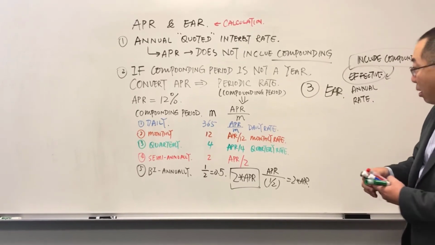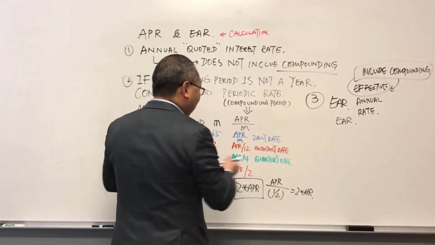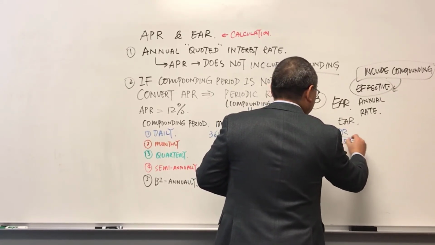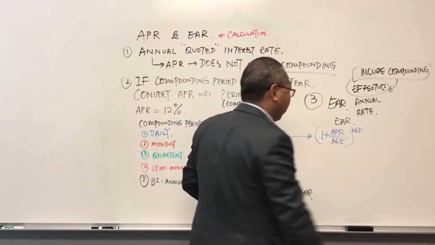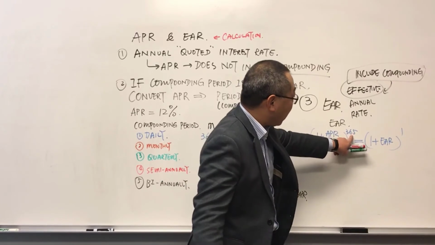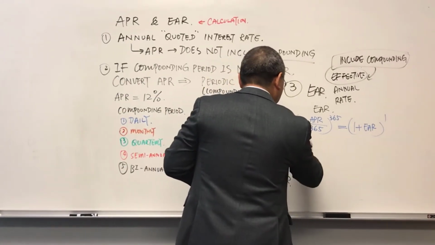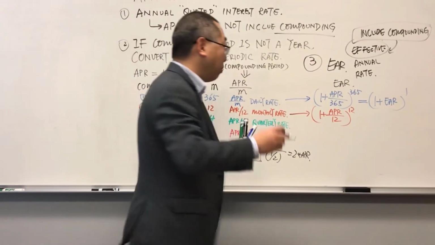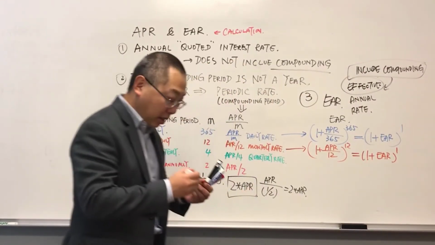Then how do I calculate EAR? From this one, I will have 1 plus APR divided by 365 to the power of 365. I compound it daily, compound it for 365 days, equals 1 plus EAR to the power of 1. Daily, days, annual, years. Same thing, I can do the calculation. From monthly compounding, it will be 1 plus APR divided by 12 to the power of 12. I compound the 12 months and it equals my EAR. Still to the power of 1 because it's 1 year.